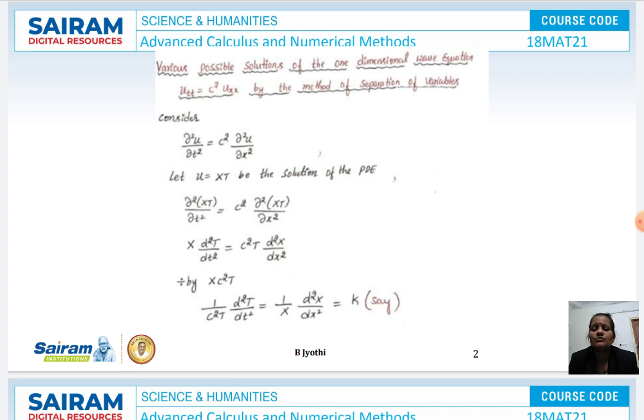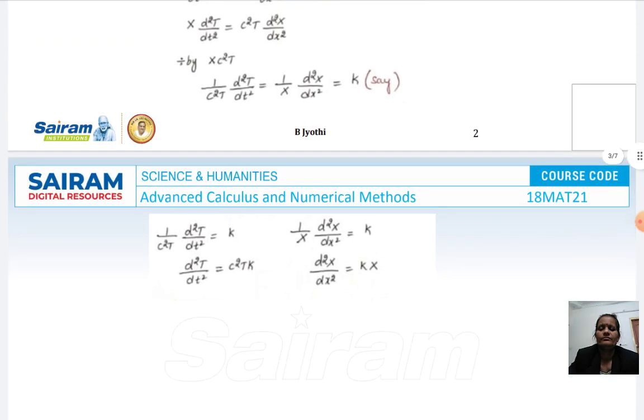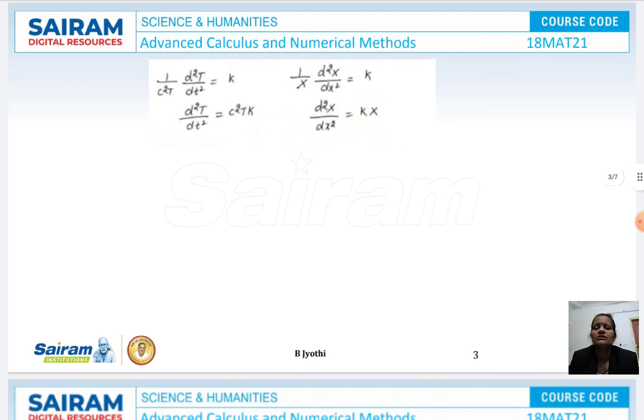Dividing by X c square T, we get 1 by c square T into d²T/dt² is equal to 1 by X into d²X/dx². Let us say it is equal to k. That is, 1 by c square T of d²T/dt² is equal to k, and 1 by X into d²X/dx² is also equal to k. Transferring the constant term to the right hand side, we get d²T/dt² is equal to c square Tk, and d²X/dx² is equal to kX.